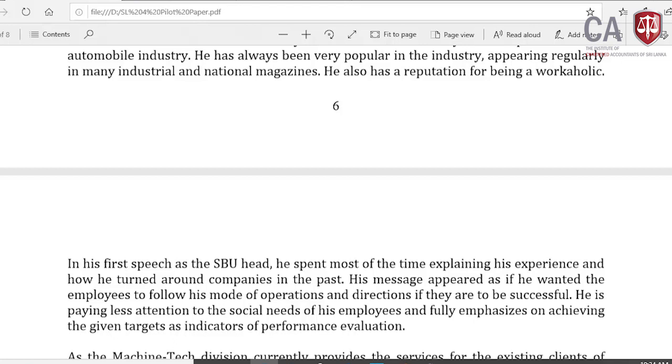His message appears as if he wanted the employees to follow his mode of operation and direction if they are to be successful. He gives the direction for others to follow. He may not listen to employees. He is paying less attention to the social needs of his employees and fully emphasizes achieving the given target as indicators of performance evaluations, giving less attention to employees' needs.